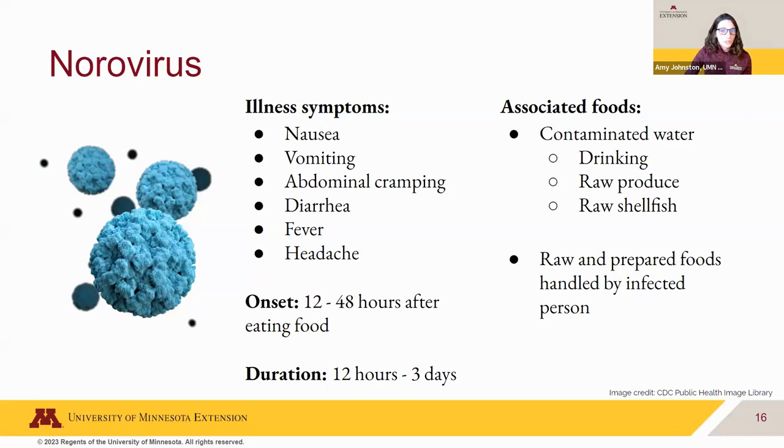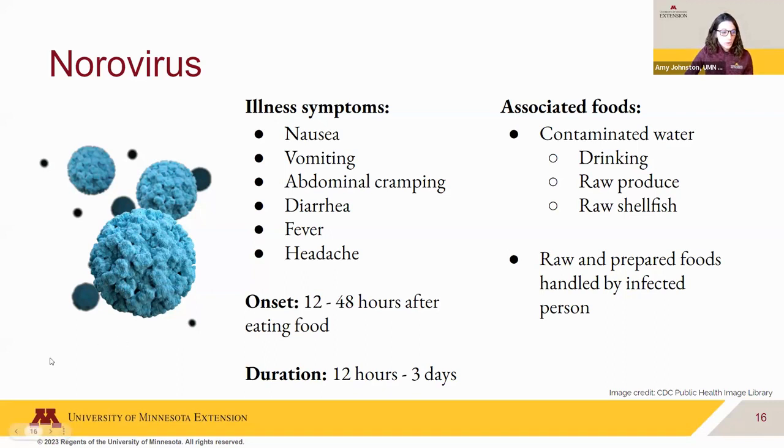The second, which is the most common way that norovirus spreads, is through the handling of raw or prepared foods by somebody who is infected with norovirus. The contamination can occur during harvesting, packaging, preparing, cooking, serving, and even selling the food.